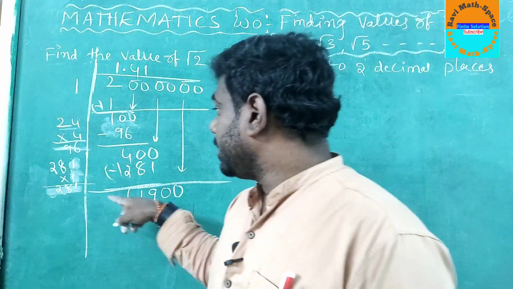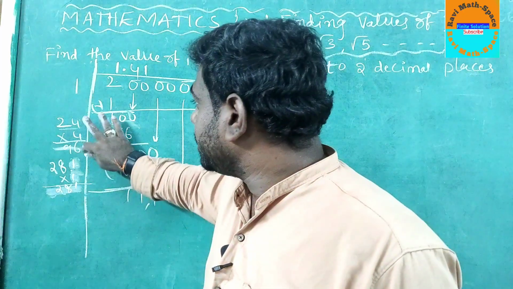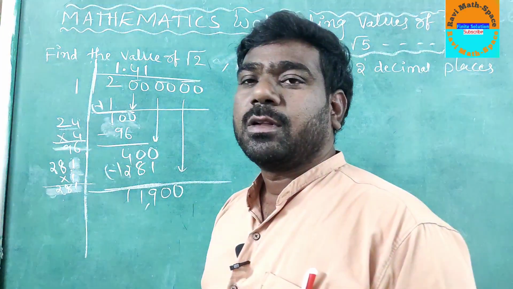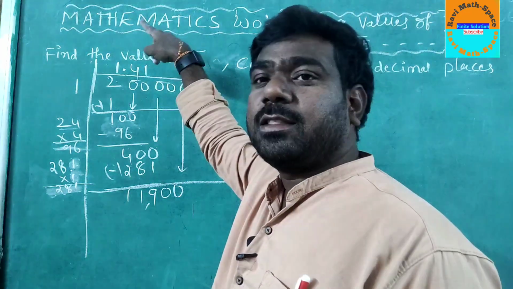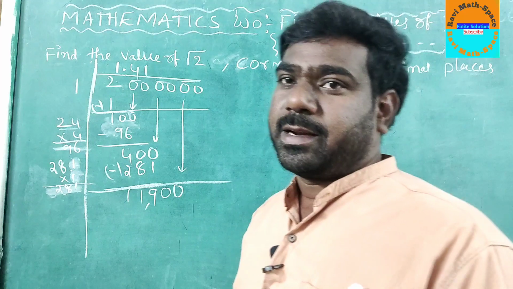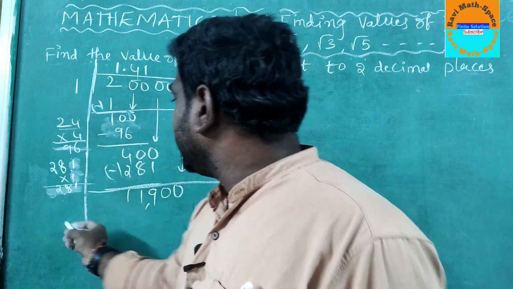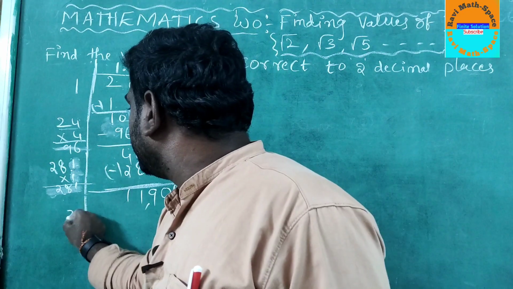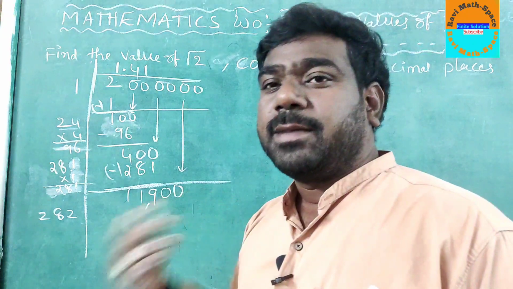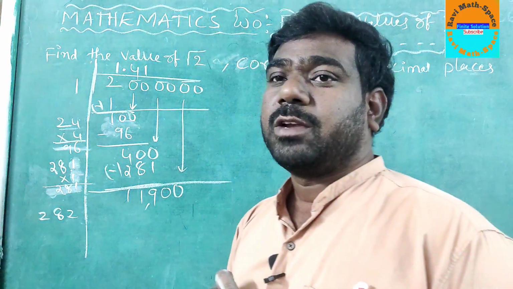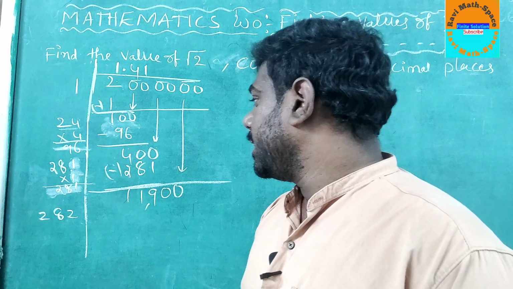What is the process here? First step, the new divisor. Remember how to get the new divisor. First step is whatever number is in the quotient, make that number double. Double is nothing but multiply with 2. So 141 doubled is 282. Next, what are we going to consider here?